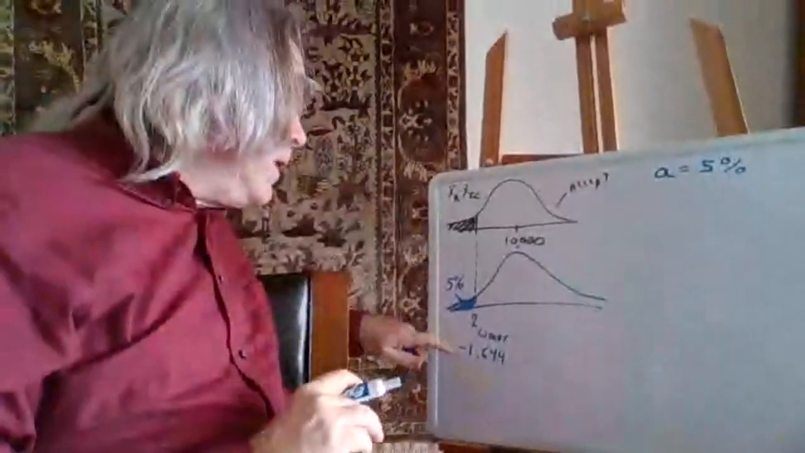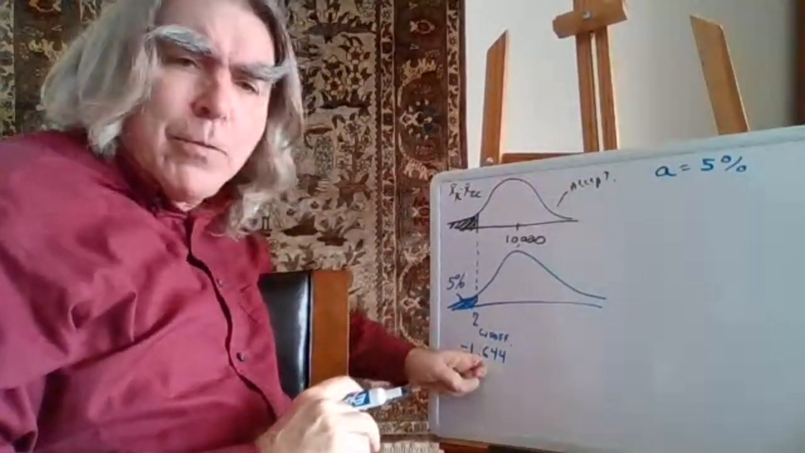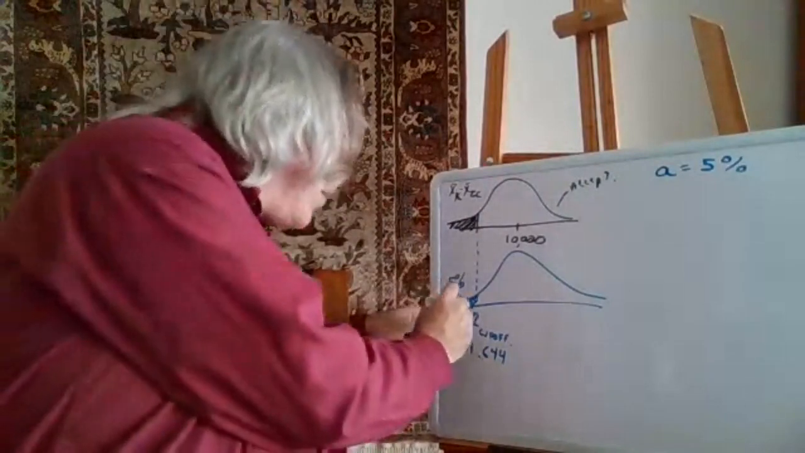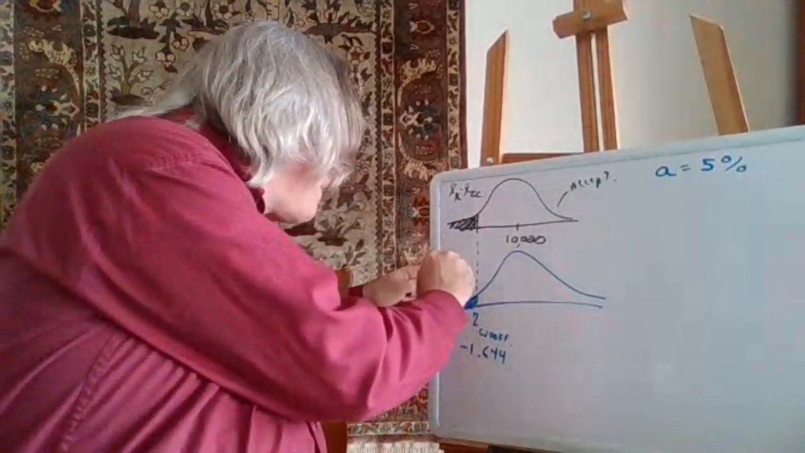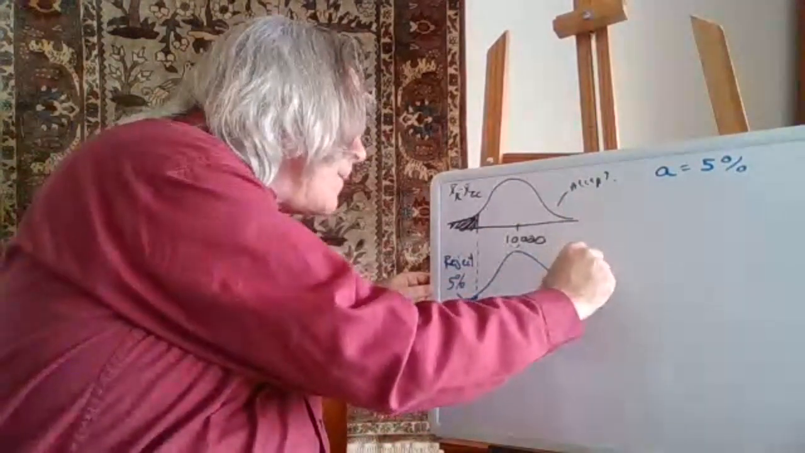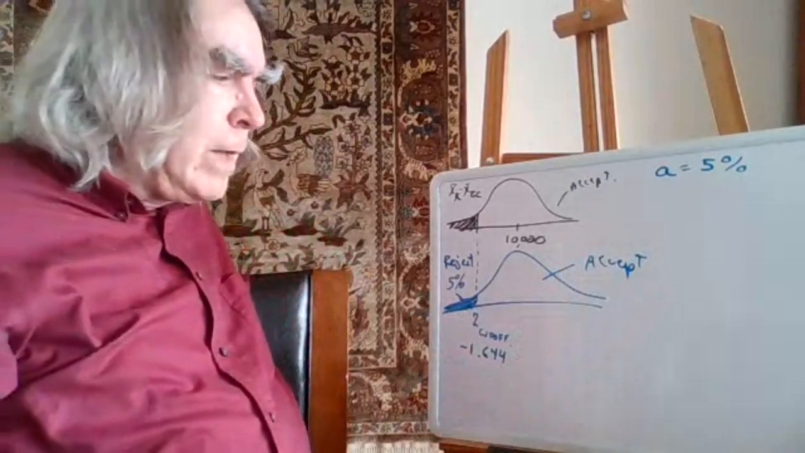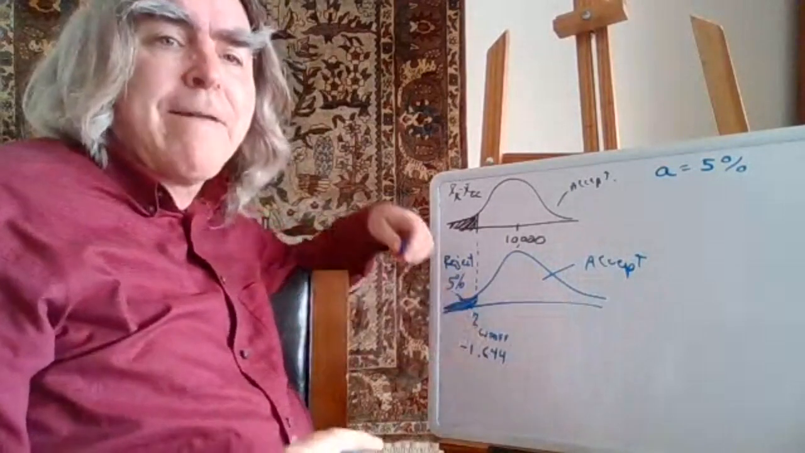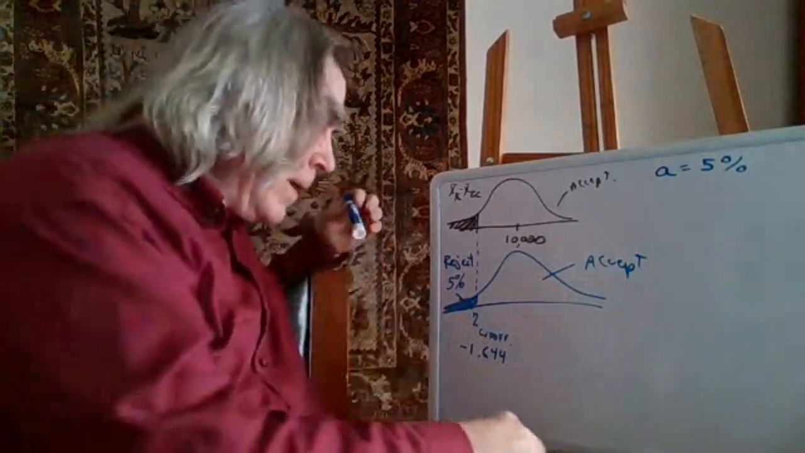All right, so we have concluded that our cutoff value is minus 1.644. We know that our shaded area is the reject region, and this area is the accept region. Now we go find the test statistic formula.